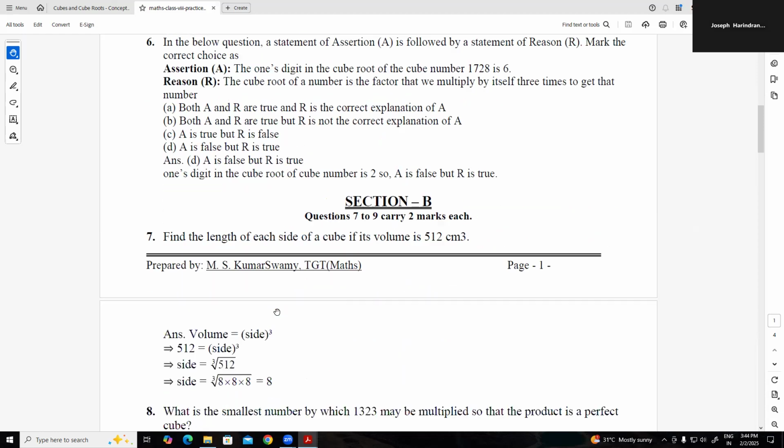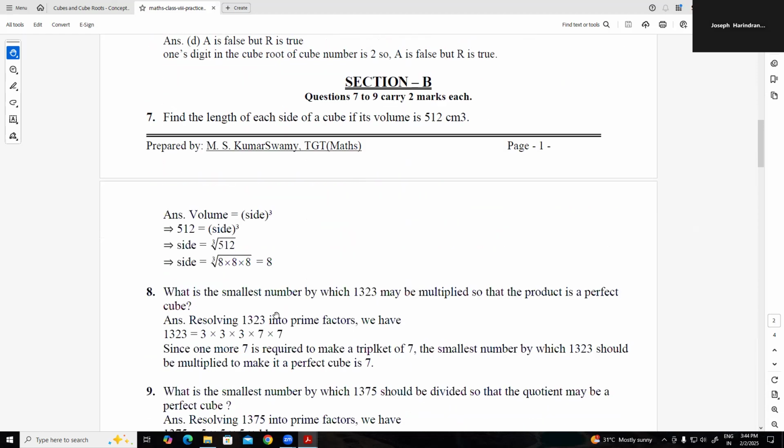Section B questions, the solutions are given there. It's quite easy, because to find each side of a cube, we have to take the cube root. You know the cube root of 512 is 8. 8 into 8 into 8, cube root is 8. So 8 centimeter is each side of the cube.